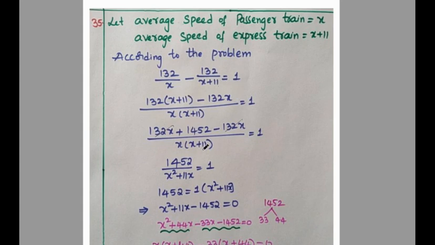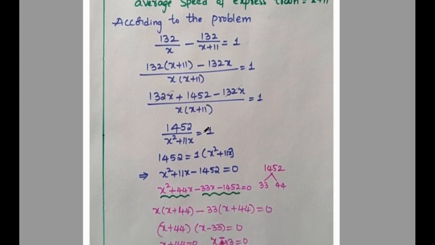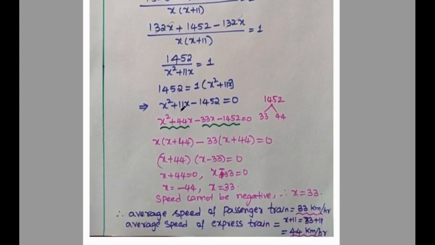So cross multiplication by taking LCM, we will get the quadratic equation as x square plus 11x minus 1452. We have to take the factors for 1452 as 33 and 44. So first two terms and second two terms we take as one pair. In the first two terms x common, x plus 44, and in the second two terms 33, x plus 44. In both cases x plus 44 is common, so x minus 33 is 0. So x will be obviously 33.